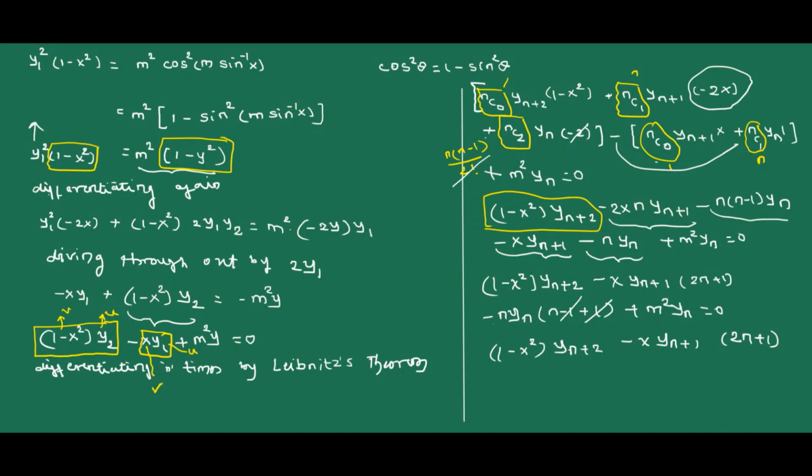And here minus n into this n is -n², and this m² I will write as it is, and again you can take y_n common. So (m² - n²) y_n is equal to 0, this is the minus sign, which is the required solution.